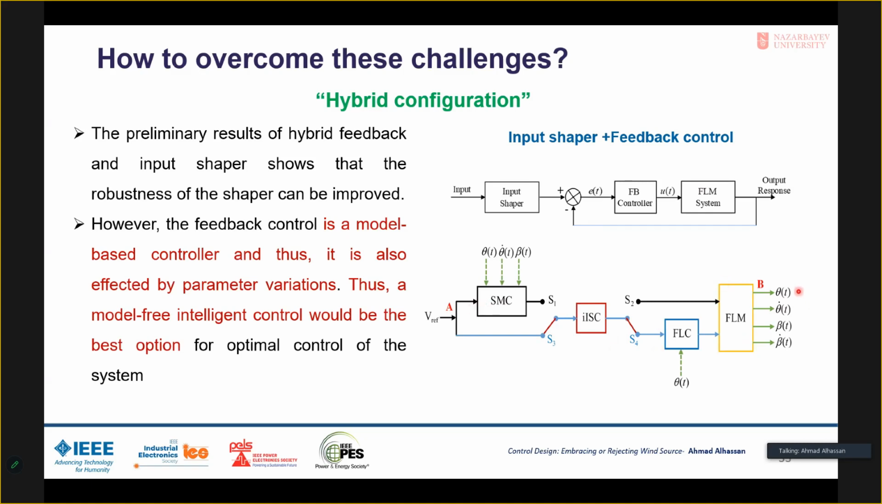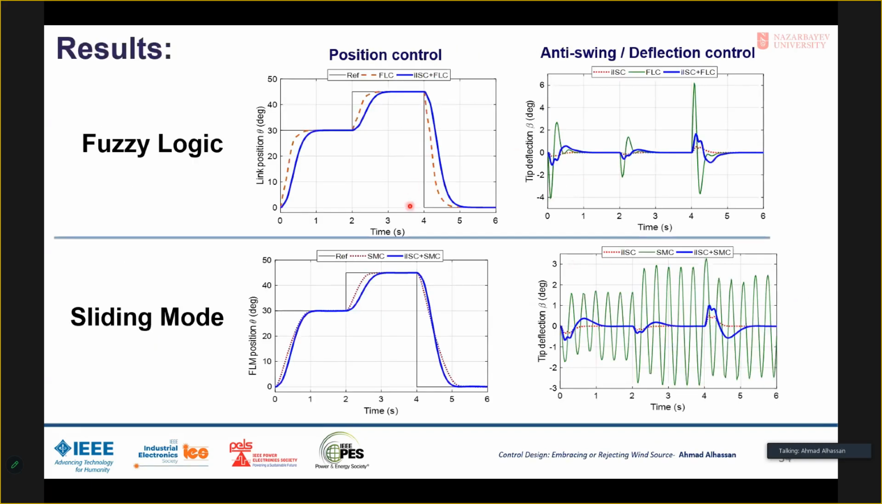So these are some of the results. We can see here, when we use the fuzzy logic alone, the response was faster, but when we added this improved input shaping, the response was a bit slower, but in time still almost the same. But for the oscillation part, we can see how we have improved the oscillations. So we have reduced the oscillations of this deflection.